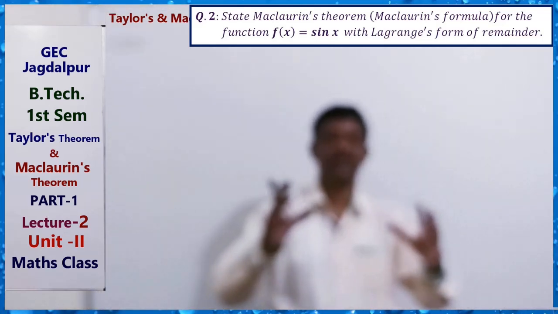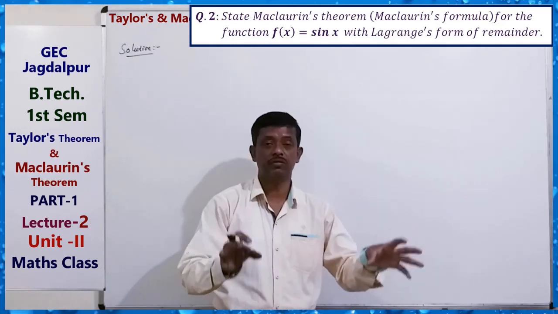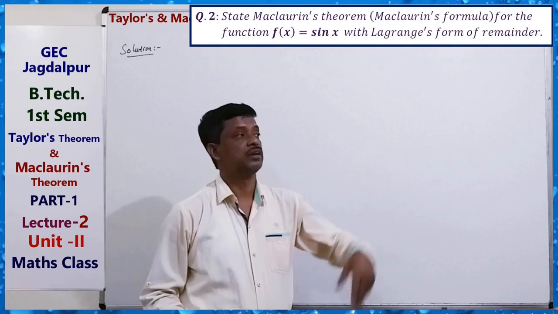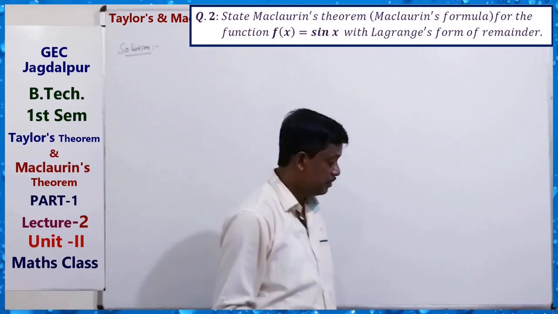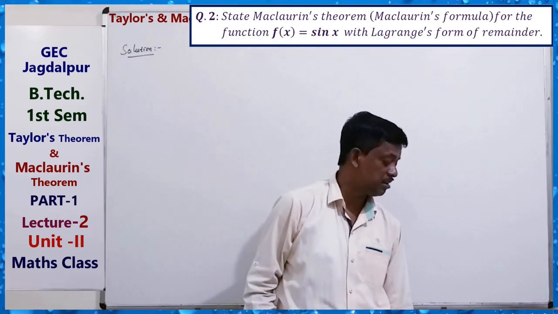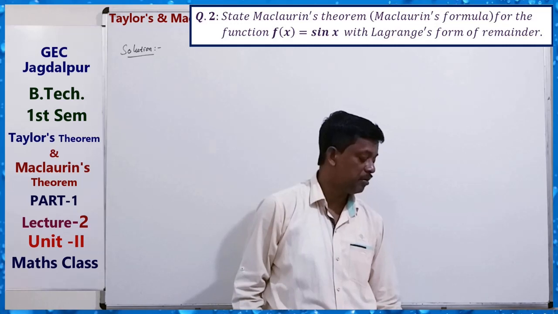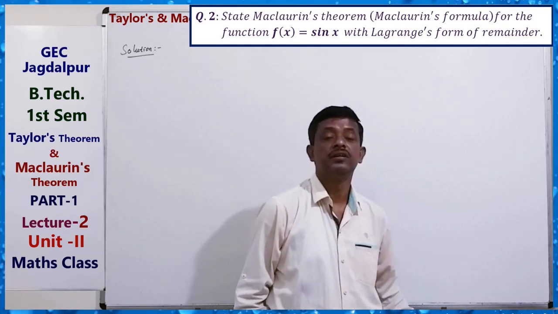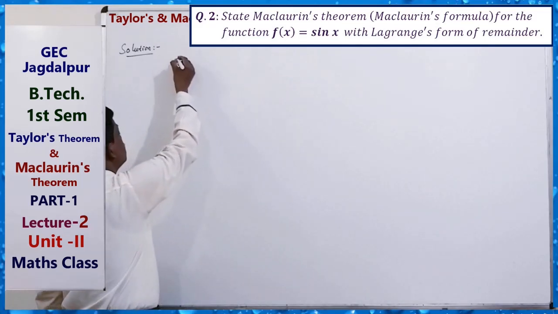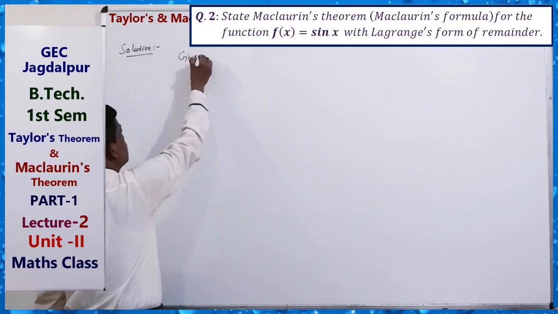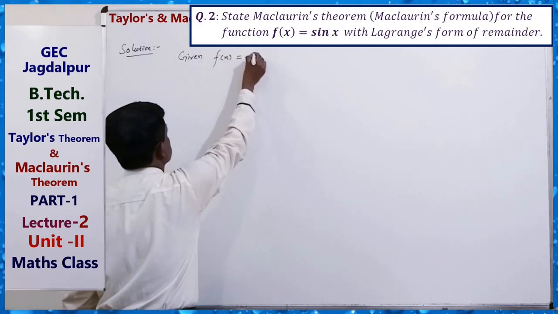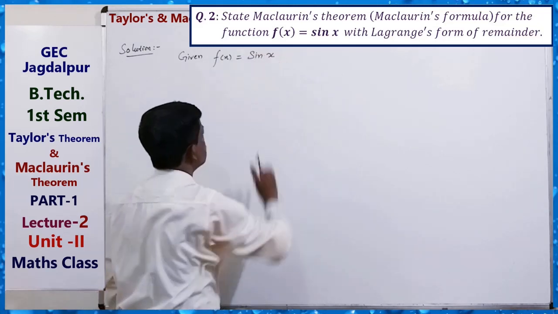This type of question may also come. Just state or write the Taylor formula or Maclaurin formula, or Taylor theorem or Maclaurin theorem, with Lagrange's form of remainder for the given function. For the given function sin x, just state Maclaurin's theorem with Lagrange's remainder form for the function f(x) equal to sin x. So take this question. Solution: given f(x) equals sin x. This is the given function.